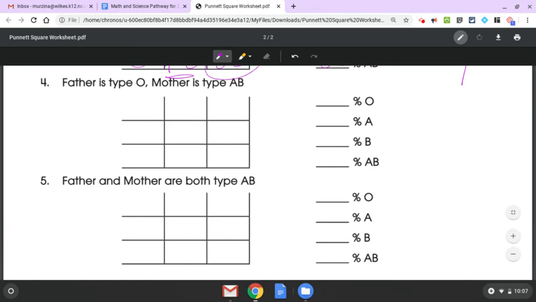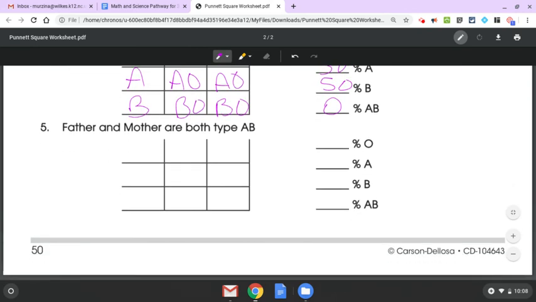The next one says father is O blood type, so that's represented by two O's, and the mother is type AB. So it would be written just like this. When you do your crosses, you'll have the AO again, and the BO and BO. Now, since there aren't any AO or BO blood types, it's just a 50-50 chance for type A and type B, and 0% chance for O blood type and AB blood type.